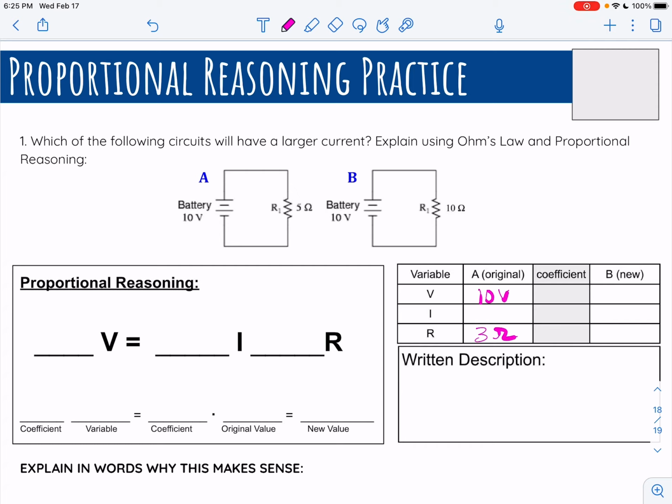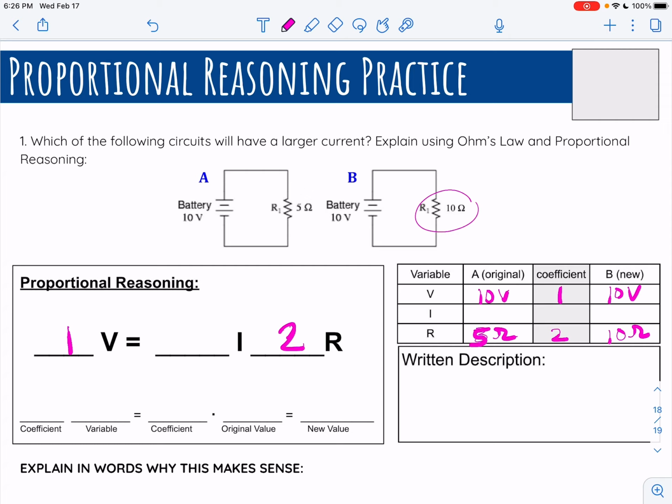And B is going to have a 10-volt battery and a 5 ohm resistor. Oops, that's 5. The voltage we see is going to be a 1, and the resistance has doubled. So I know just from thinking about it, if I have a higher resistance here, that's going to end up being a lower current.